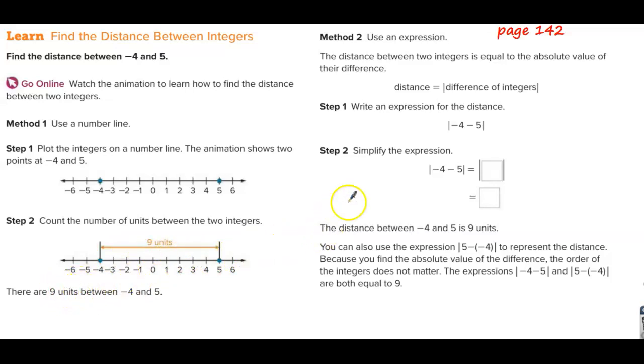Okay. Over here, you could use an expression. They want you to use these absolute value symbols because they want you to understand that distance is always positive, and absolute value symbols make anything inside of them positive. Negative 4 plus negative 5 is negative 9. Okay, but the absolute value of negative 9 is 9 because there are 9 units. Distance is always positive. All right, not important. I will not test you on that.